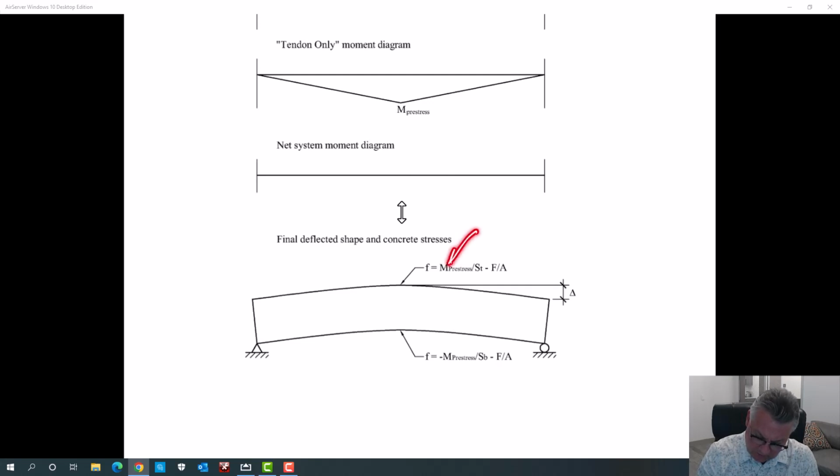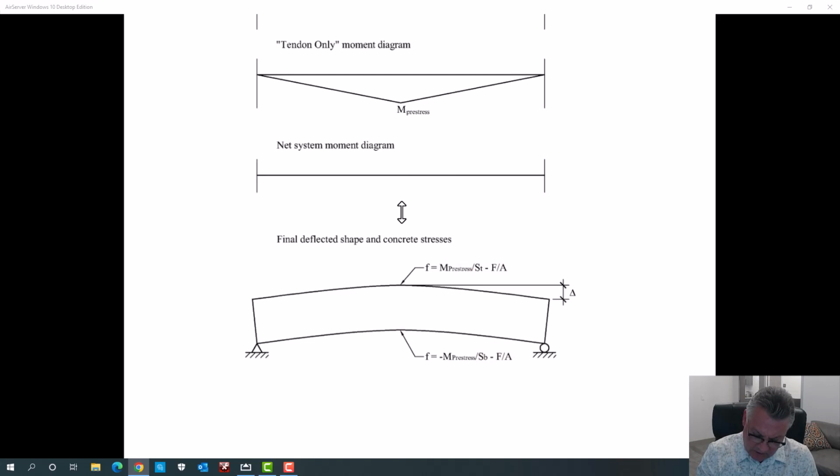The bending stress, that primary pre-stress moment divided by the section modulus to the top, will tell us what the flexural stress is at the top. That primary pre-stress moment divided by the section modulus to the bottom will tell us what the bending stress component of that is at the bottom of the beam in the concrete itself. And then we'll subtract F over A. By the way, in this entire course, compressive stresses will be negative. So F over A will always have a negative sign in front of it.